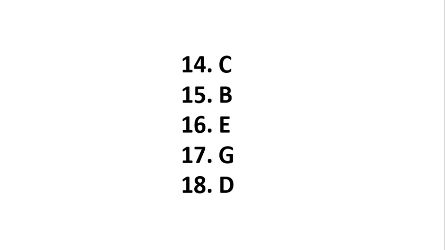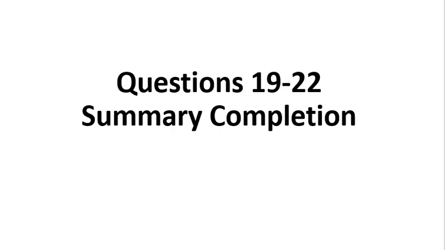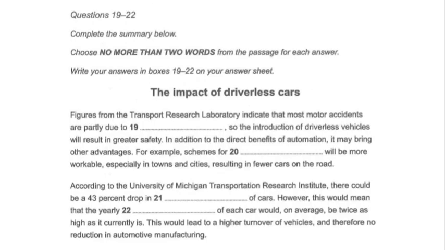And here is the answer key for these 5 statements. I hope you understood what is the method, what is the technique to solve it. Now the next part of the passage becomes really easy for us to solve. Questions 19 to 22 belong to the question type summary completion, which is nothing but gap filling or filling in the blank spaces. So let's look at the questions and start answering them.